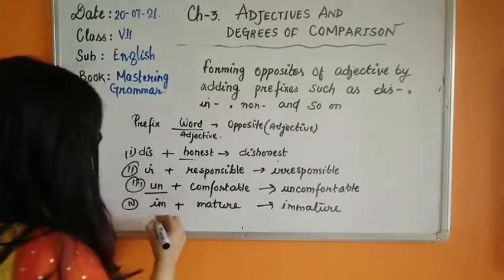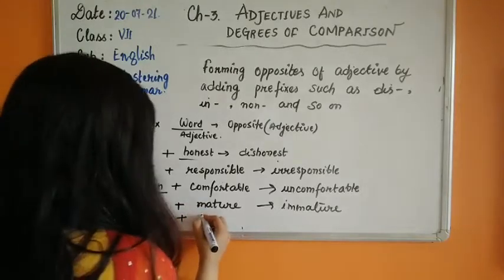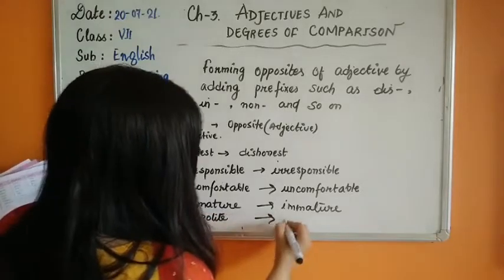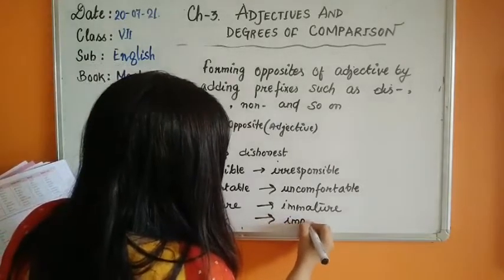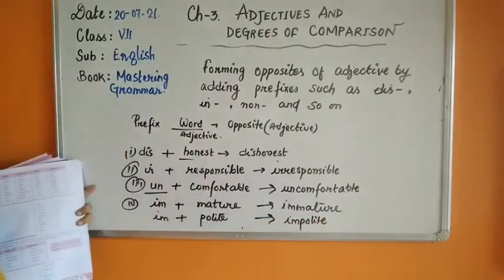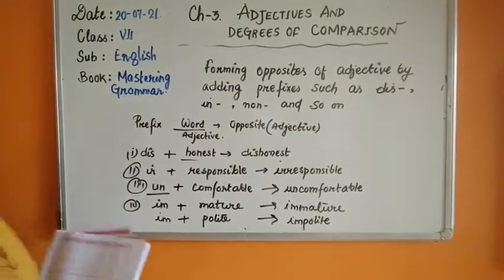Then for this only we have in your book also impolite. Polite becomes impolite with the addition of im. Impolite. So children, we have learned about these set of words. Now let's move to the next. I hope you have finished writing this one.